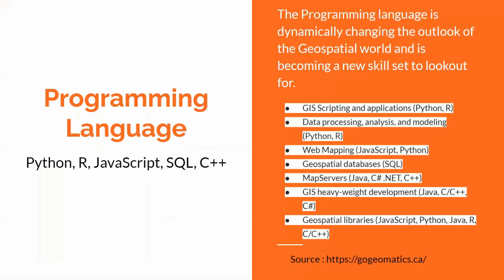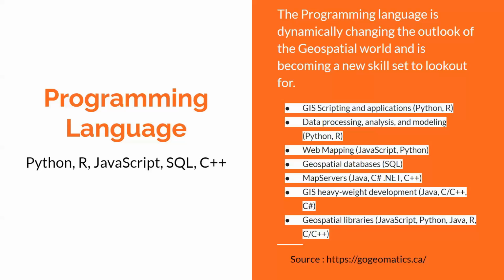Now, programming languages like Python, R, JavaScript, SQL, and C++ can revolutionize the geospatial industry and domain. Programming languages are dynamically changing the outlook of the geospatial world, and it's becoming a new skill set to look out for. Some of the famous programming uses that we witness are GIS scripting and applications, which include Python and R, data processing, analysis, and modeling. They include Python and R, and there are also Python Jupyter notebooks. R is also very good software and helps us a lot in geostatistics and statistics-related data. Web mapping is very easy with JavaScript and Python.